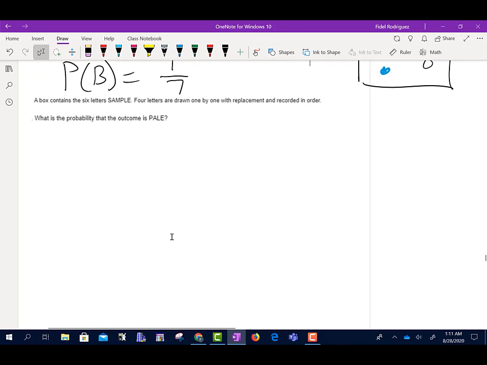Let's take a look at the next problem. It's similar to the one we did, except instead of using marbles, they're using letters. It says a box contains the 6 letters in the word sample. 4 letters are drawn one by one, but notice what it says here now. Oh, come on, my pen froze again, guys. Sorry about that. There we go. Now it says with replacement and are recorded in order. What's the probability that the outcome is these letters here?